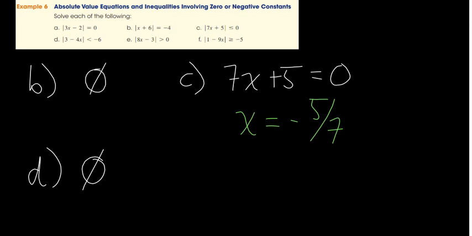And then E, we have the absolute value of 8x minus 3 is greater than 0. That's interesting. We're going to put that on the next page.